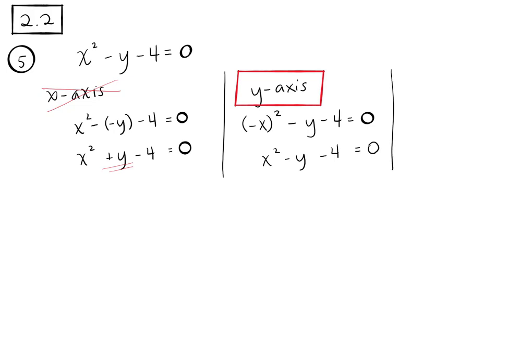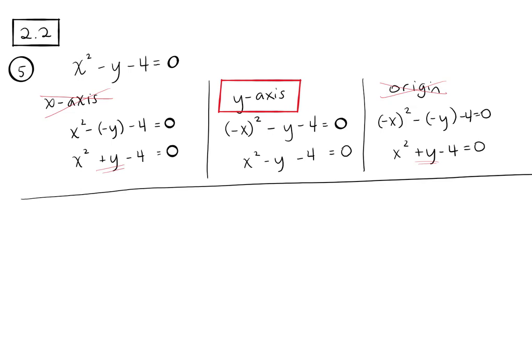And when we do symmetry about the origin, we're replacing both the x and the y with negative x and negative y. So I'm going to put negative x minus negative y. I'm going to simplify. And that is not the same as the original. It's different right here. So I don't have symmetry about the origin. I'm going to have to say no, I don't have that. So for number 5, all we have is y-axis symmetry.